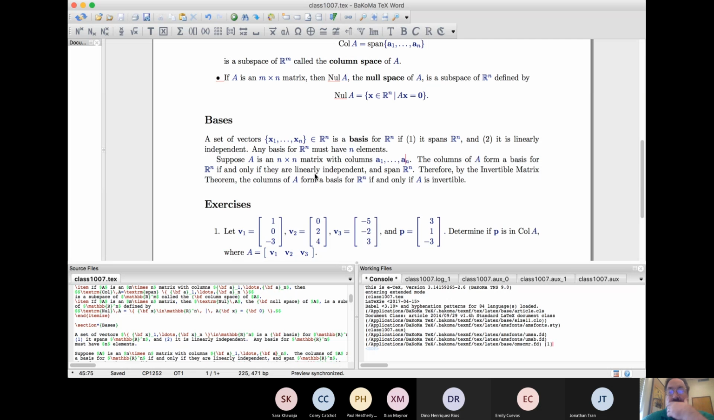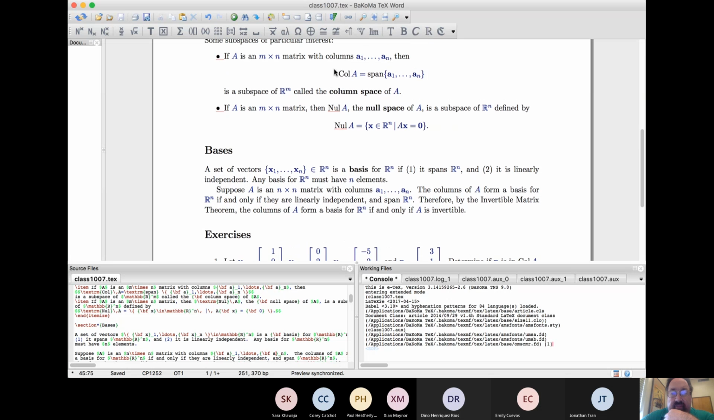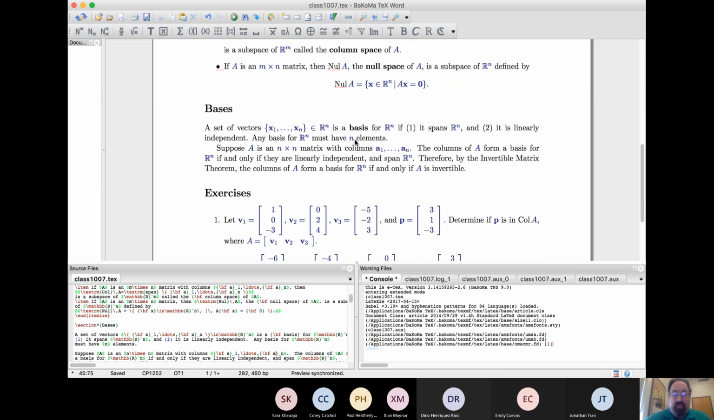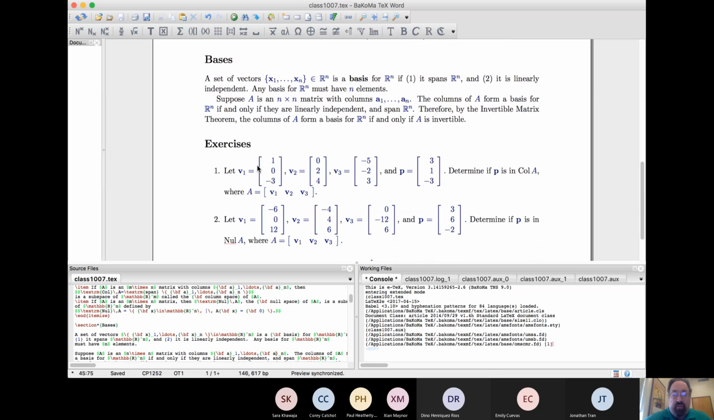All right. So first, working with the subspaces I talked about earlier, the column space and the null space. Here we have this first problem. We have three vectors, v1, v2, v3, and then we have some other vector p that's given. The question is asking, is this vector in the column space of the matrix formed by these three columns?